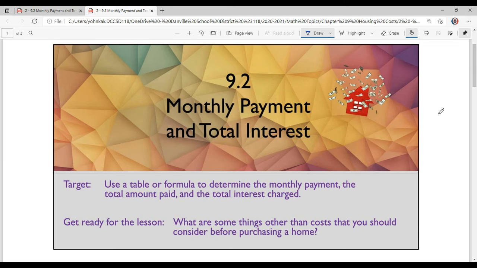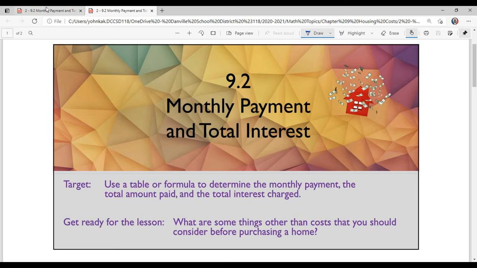Some people buy a small house when they purchase their first house and then realize that they quickly run out of space, so they purchase a bigger house. Maybe you want to go big or go home to begin with. So lots of things other than cost that you need to think about.